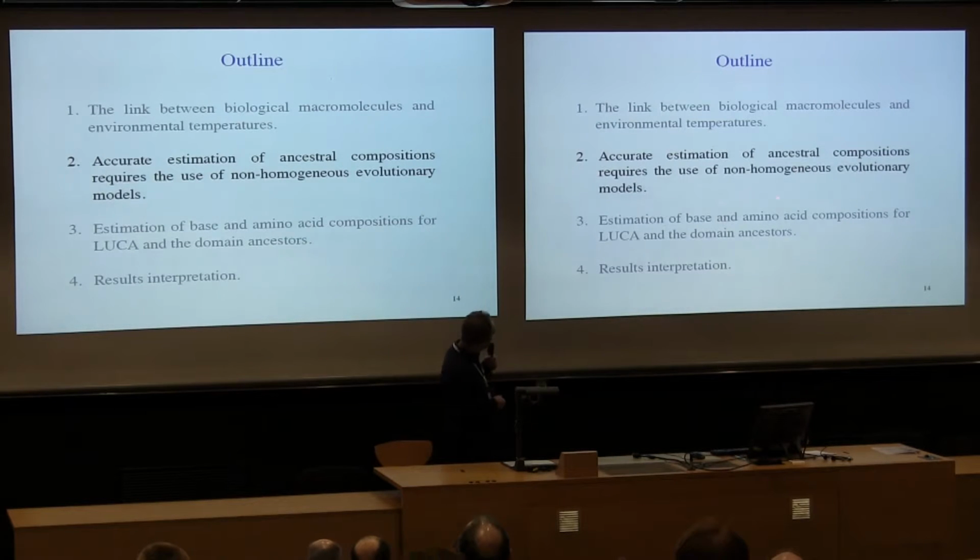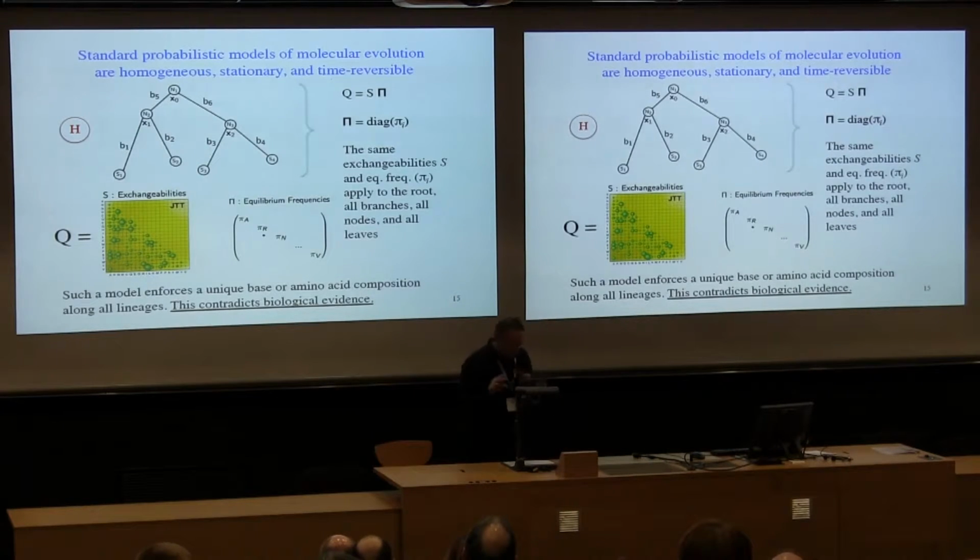So crucially, to estimate accurately ancestral environmental temperatures, we need to be able to estimate accurately ancestral molecular compositions, that is ancestral GC content, ancestral amino acid compositions of proteins. Okay? And so here there is a technical point that is crucial to the argument, and so I cannot present you the argument without delving a little bit into this technical point.